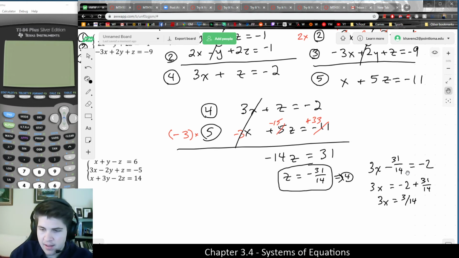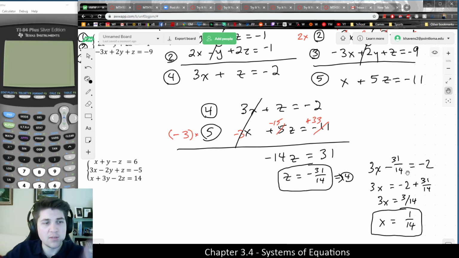And then it looks like I should have given you guys more room on the packet here. I'm just writing very big because I could write smaller. It's just the way my tablet's set up. And then I need to divide by 3 from both sides, which would give me x is equal to 1 over 14. Basically, I could then find x.